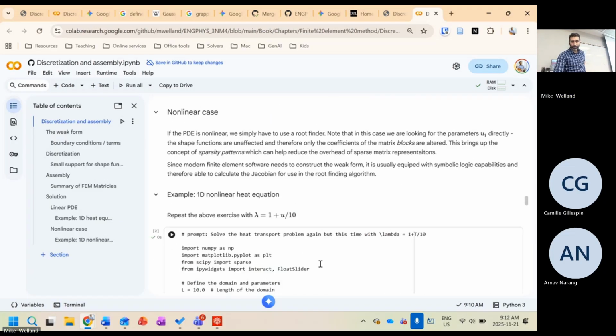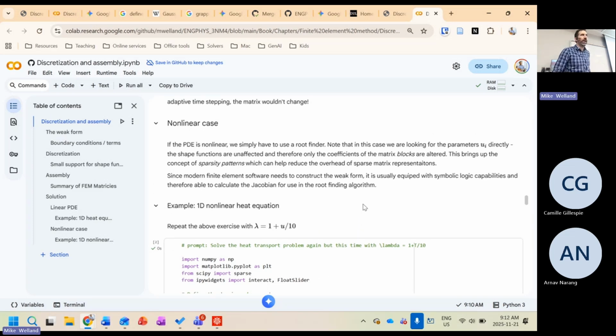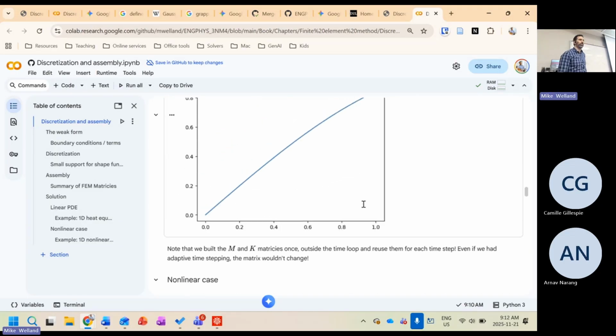Okay. Nonlinear case. What do you think we have to do? Got 8 minutes left. Just kind of scroll up there.